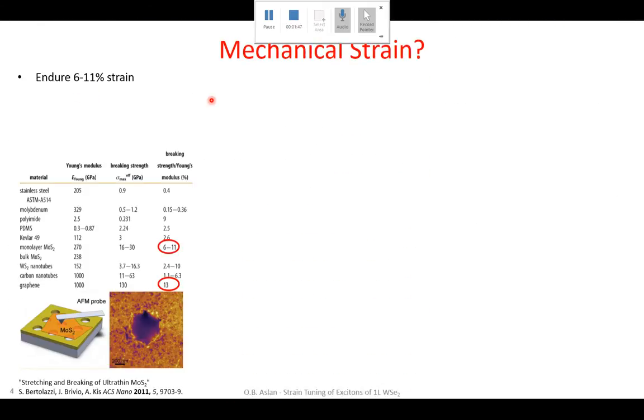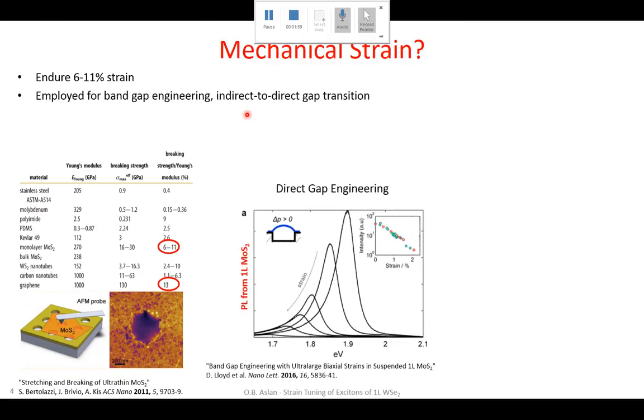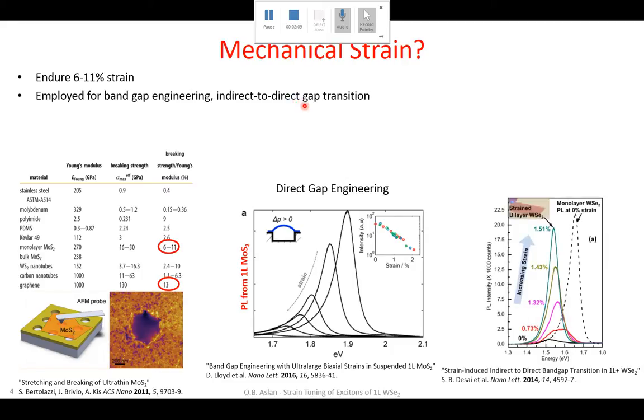Now what about mechanical strain? We know that these materials are very strong. They can endure high strain up to 6 to 11%, similar to graphene. And strain has been used to engineer the band gap as well as achieving indirect to direct gap transition in ultra-thin TMDs. For instance, bilayer tungsten diselenide at 0% is an indirect gap semiconductor. At around 1.5% it is a direct gap semiconductor, similar to a monolayer tungsten diselenide.